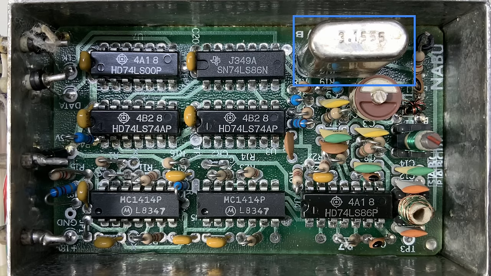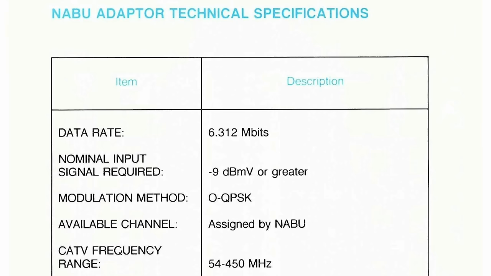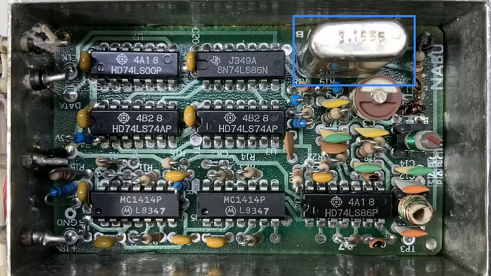Remember that 3.1555 MHz crystal in this compartment? What is 2 times 3.1555? 6.311. And that, give or take a rounding or documentation error, is the same as the data rate of 6.312 megabits a second. So that crystal must be involved in synchronizing the modulated data.